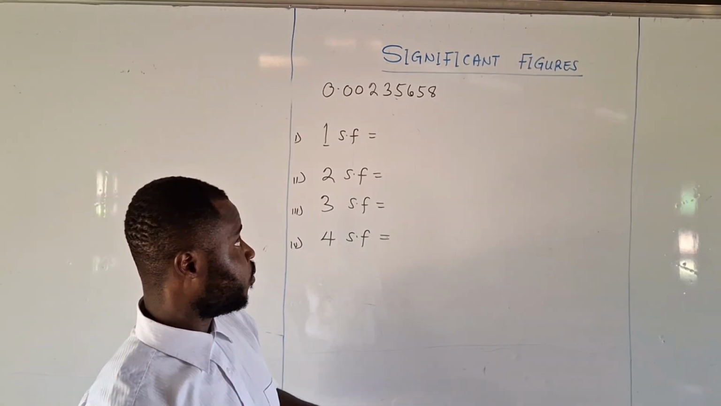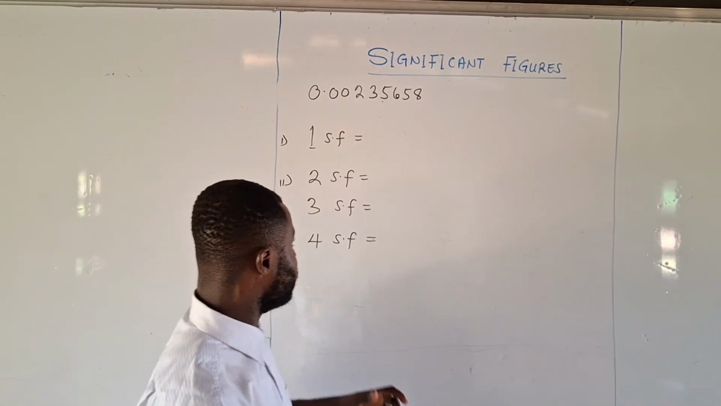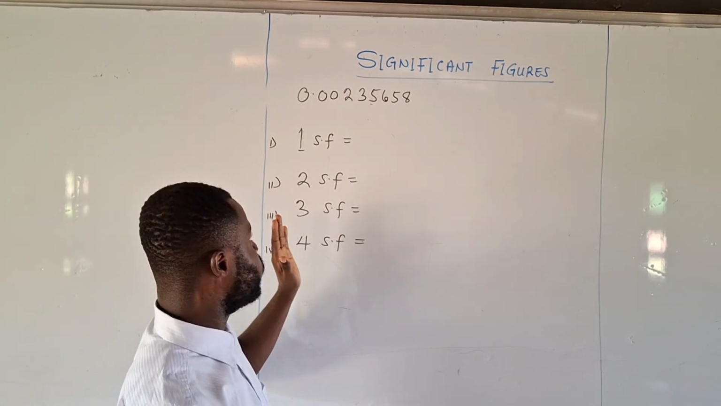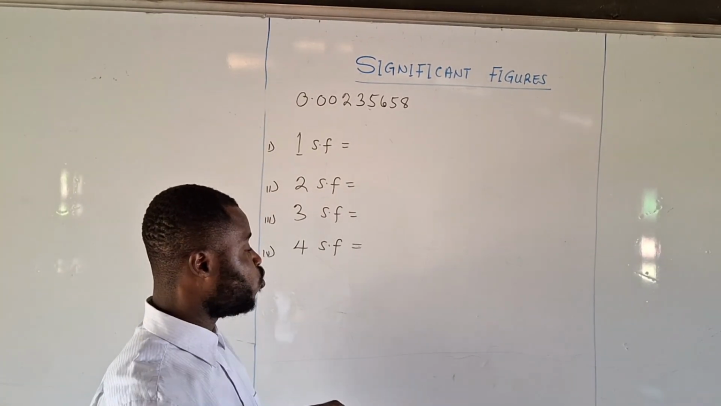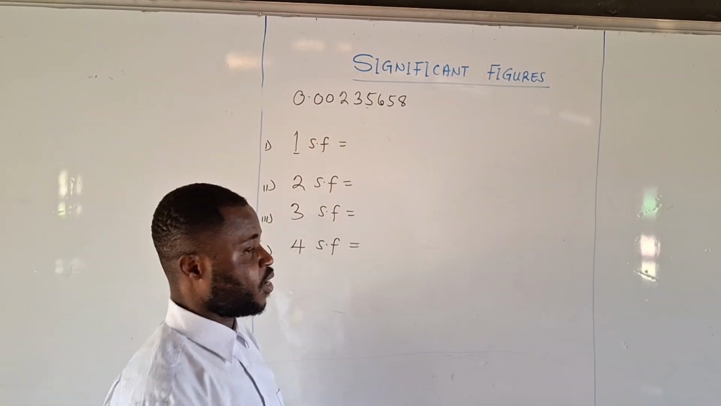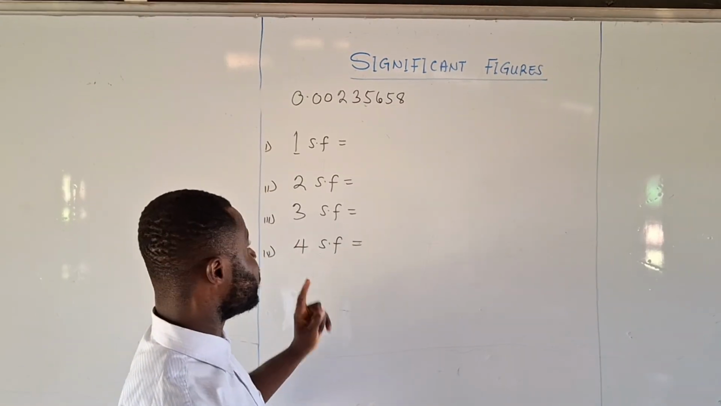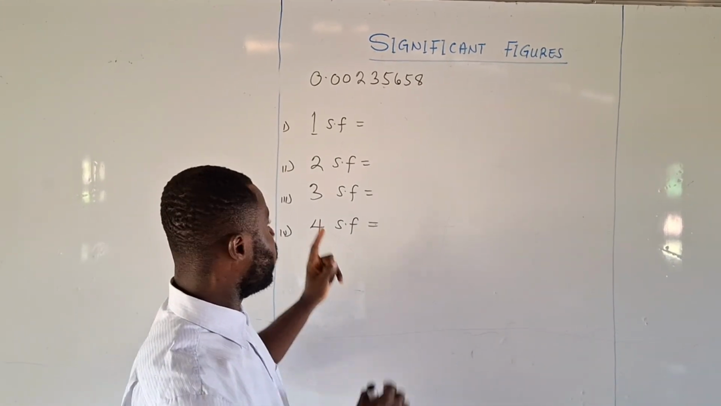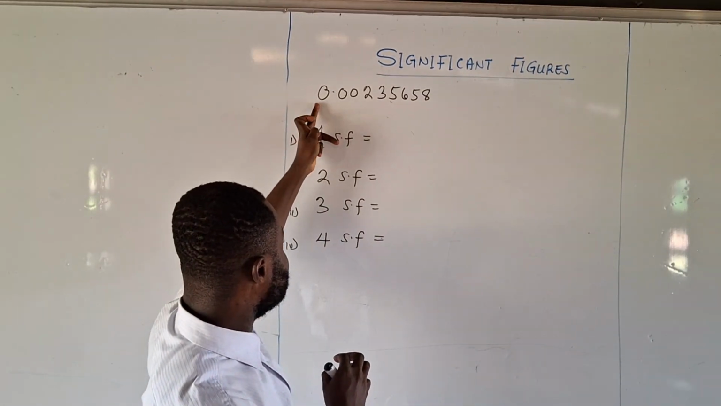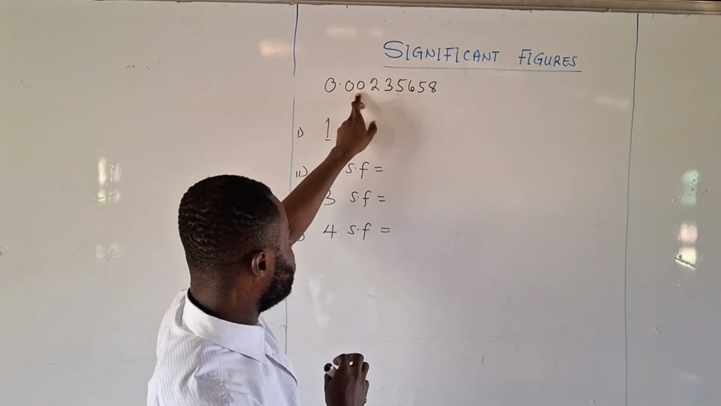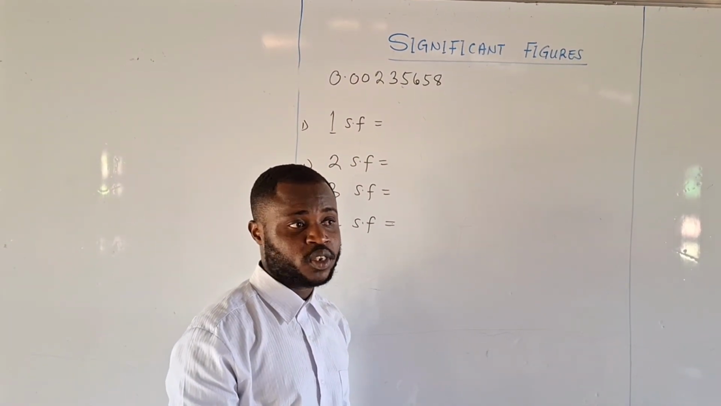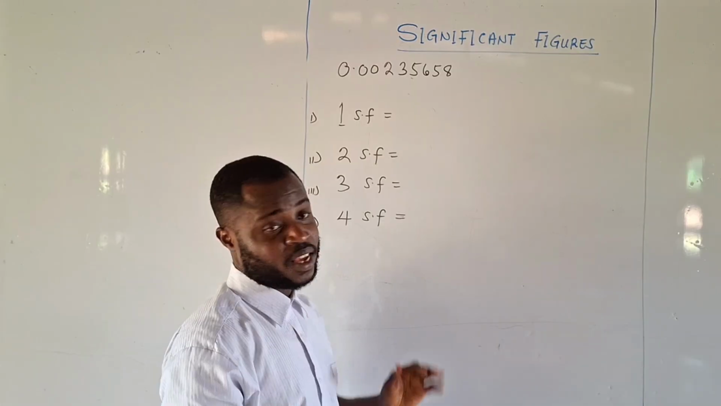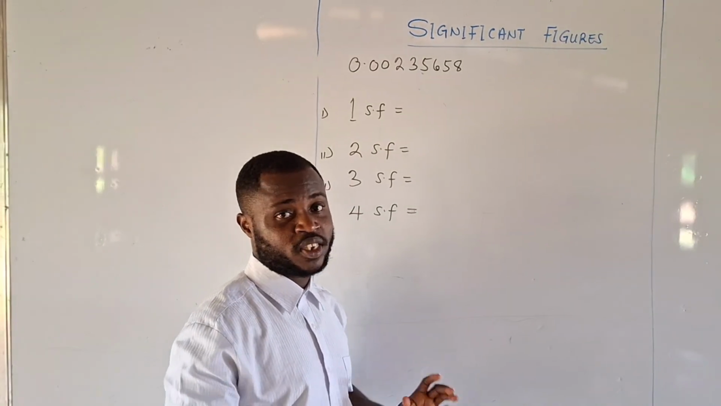Now let's take another question involving decimals. As I said earlier, significant figures include zeros in between numbers, but when a zero is starting a number, it's not significant. So with these decimals, this zero, this zero, these zeros are all not significant because they are starting a whole number. So they are not significant.